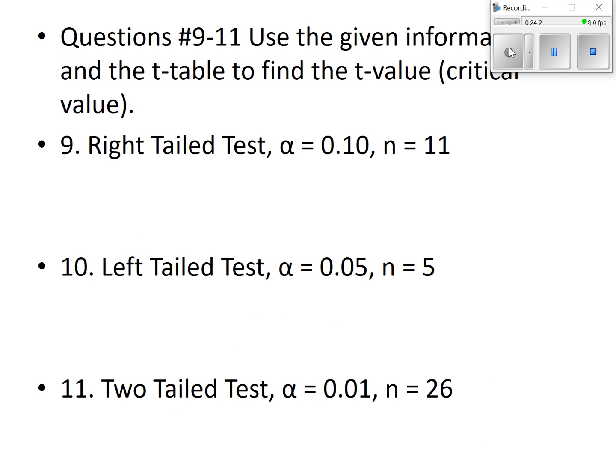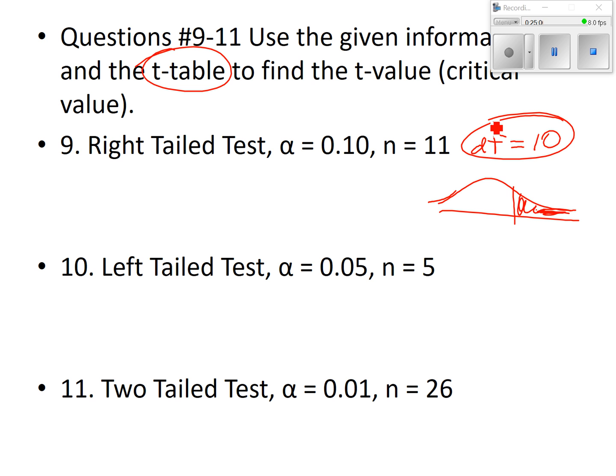Next one, questions 9 through 11. This time we're using the T-chart, we're right-tailed. Again, when I start off, I always draw my little normal curve. We're right-tailed this time, so we'll be over here somewhere. This time we're using the T table, a little different. Our alpha is 0.10, our n is 11. If we're using the T table, what's the first thing we gotta find? Our degrees of freedom. So we got 10.